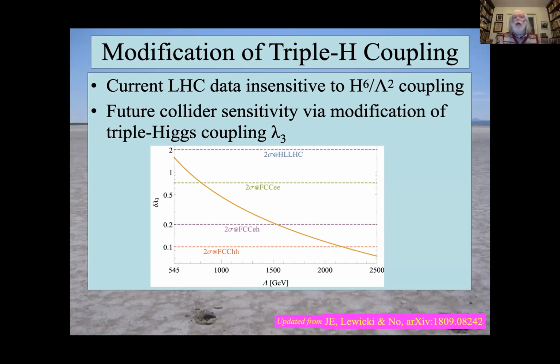So now I'm going to compare directly the gravitational wave sensitivity to the collider sensitivity. As already commented, current LHC data are completely insensitive to a possible h to the 6th interaction. Future colliders would be sensitive via a modification of the Triple-Higgs coupling lambda 3. And as we discussed previously, future collider experiments may be sensitive to variations in lambda 3 at the level of 10, 20, 30, 50%. And that's illustrated here.